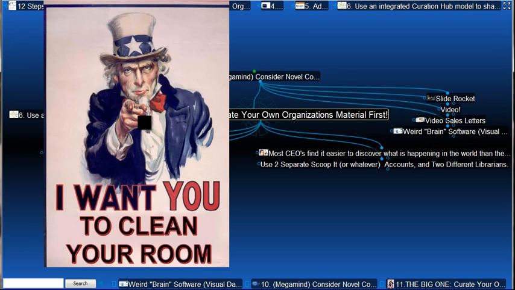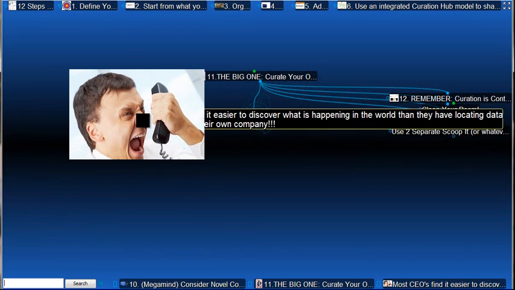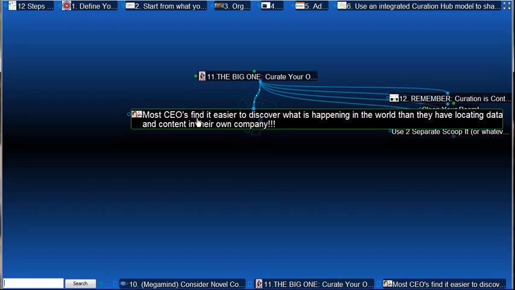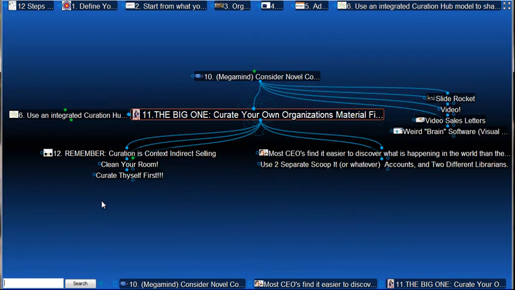Number 11, I want you to clean your room. This is probably the biggest thing that I have to offer. Curate your own organization's material first. Now, this is a really amazing thing because I read a great article by a multimillionaire CEO, and he said most CEOs find it easier to discover what is happening in the world outside than they have locating data and new content in their own company or even old content. I cannot tell you how true this is. I run an organization with huge amounts of fantastic content that gets buried, some of it never even published, and yet I find people on staff believing that they need to go out and write to the Times.